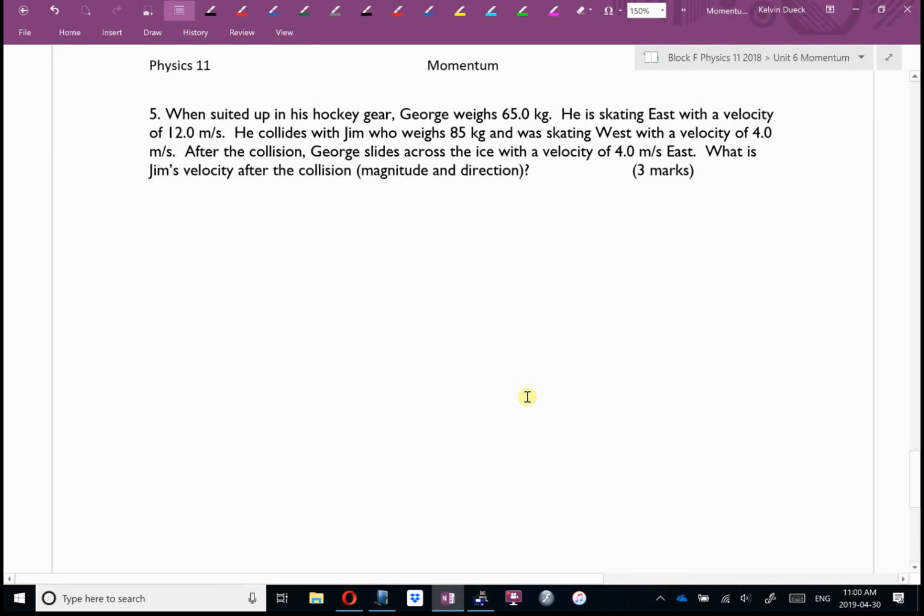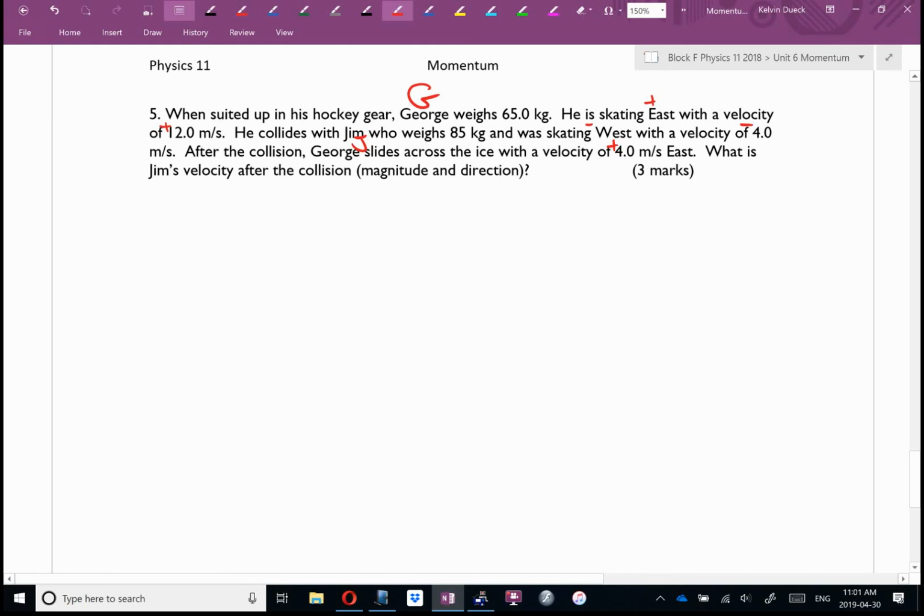When suited up in hockey gear, George weighs 65. He's skating east. Alrighty, Mr. Dueck. Mass A. You know what? I'm going to use G for George and J for Jim. East, I call that positive, so that 12 is positive. West, that 4 is negative. East, that 4 is positive.